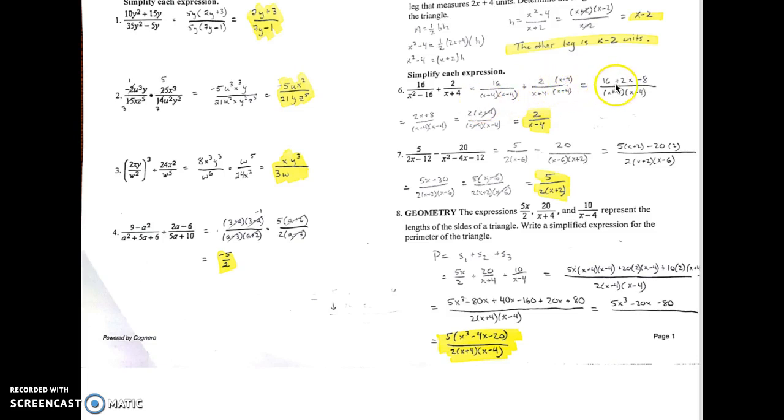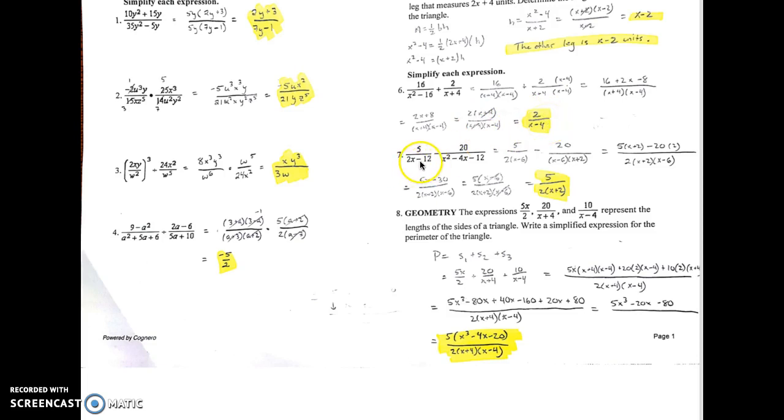2 times x minus 4 is 2x minus 8. When you simplify the numerator, you get 2x plus 8. And you can factor 2 out of that and be left with x plus 4. And then the x plus 4's cancel. And you're left with 2 over x minus 4 as your final answer.